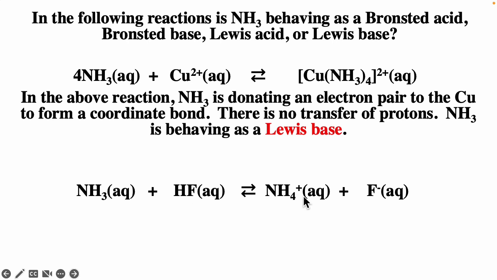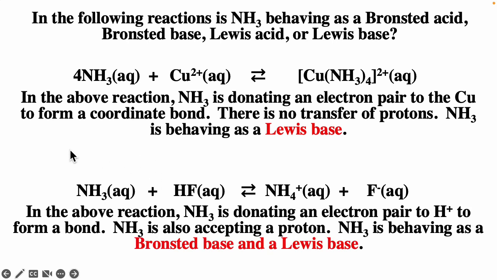Now if we look at this one, we again have ammonia. It's got that lone pair. It'll use the lone pair to rip off the hydrogen, so it's behaving like a Lewis base. It's also accepting a hydrogen ion, so it's also behaving like a Bronsted base. In the bottom reaction, the ammonia behaves both like a Lewis base and a Bronsted base.